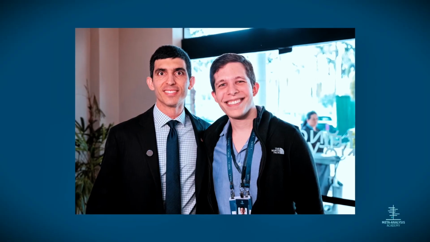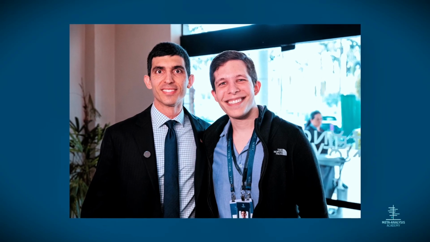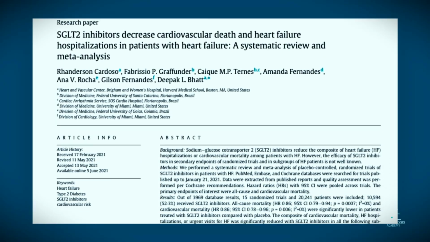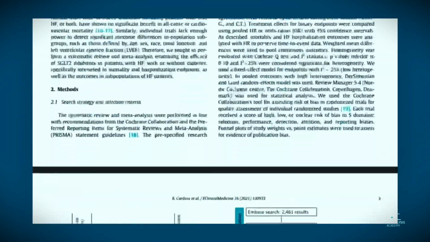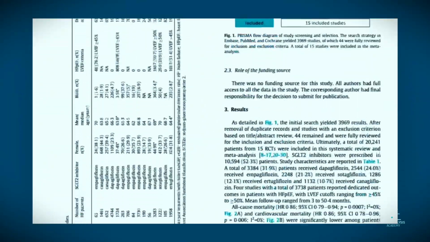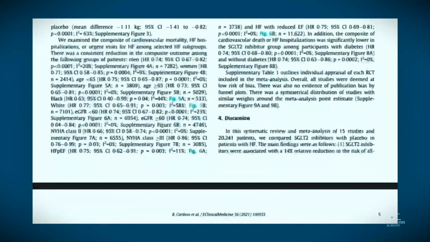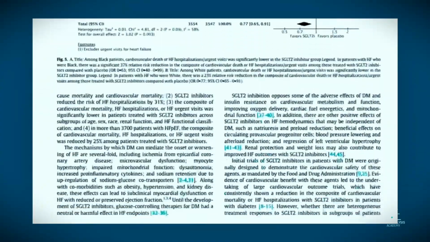This could be several studies comparing drug A versus drug B, or studies comparing drug A versus placebo. Here's an example. This is a meta-analysis by Randerson, who is the MetaAnalysis Academy founder and my teacher. This is the guy that taught me meta-analysis. This particular meta-analysis, which by the way was heavily cited in medical literature, included 15 studies that compared the efficacy of SGLT2 inhibitors versus placebo for patients with heart failure. And it tried to understand if it would reduce all-cause mortality. Basically, they gathered all those studies and used math to combine them together.